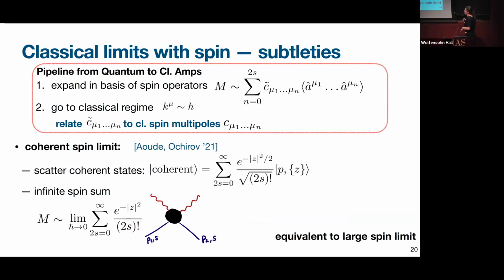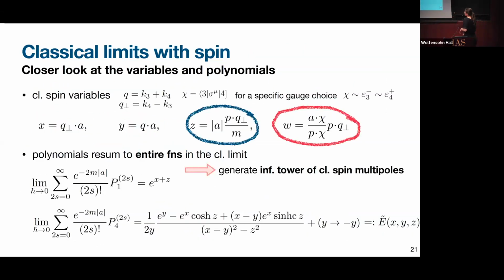Alternatively, you can also do the coherent spin limit, where you scatter coherent states. And that also works very well. But I will just note again that you don't get away from the fact that you need this infinite spin information. You do need to do this resummation all the way to infinite spin. And both of the two, large spin and coherent spin, are equivalent. So you can do either or, and they have different strengths.